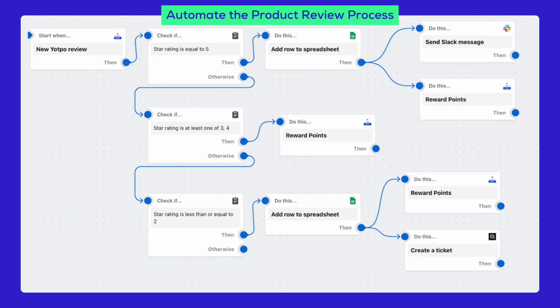The third workflow is to automate the product review process. When a new product review is created, Flow checks the star rating and determines the appropriate actions.